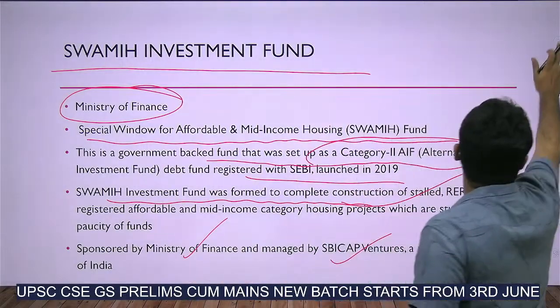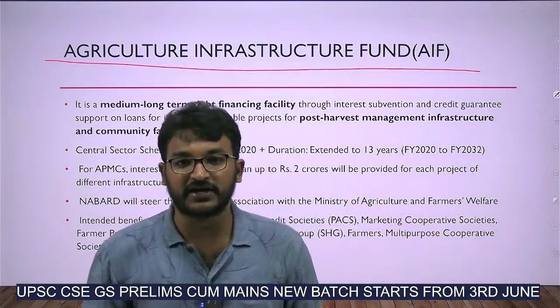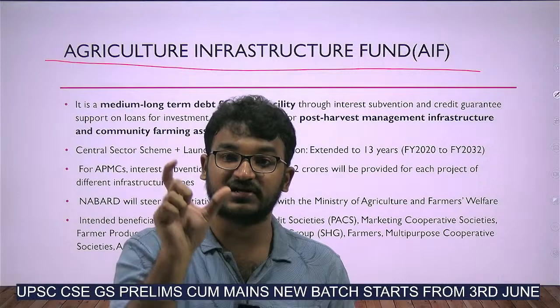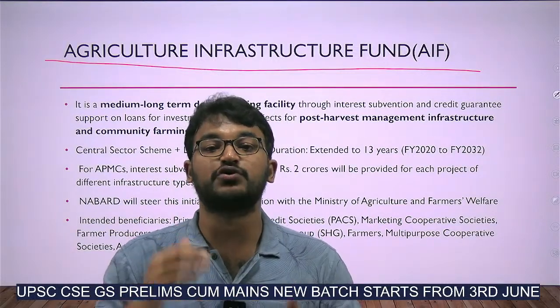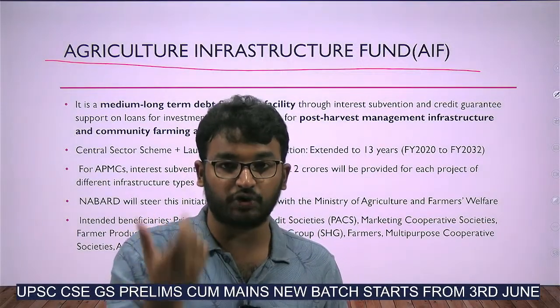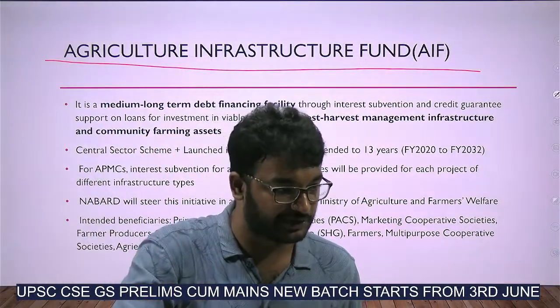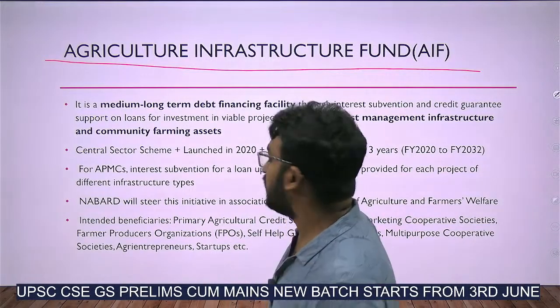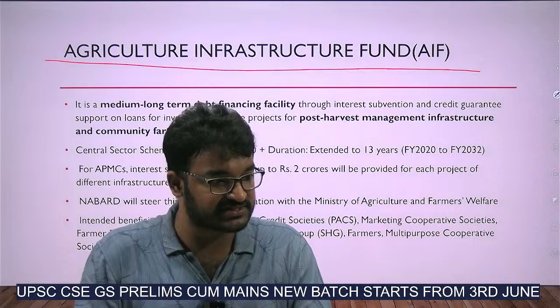Okay. Next, Agriculture Infrastructure Fund. This is also a fund for the development of infrastructural facilities. Post-harvest management infrastructure facilities are there, no? For development of those sort of facilities, funds will be given, either in the form of loans, loan guarantees or interest subvention. This fund will be supporting that. Okay. What sort of post-harvest management requirement is there in India? Cold storages, supply chain infrastructure and all.